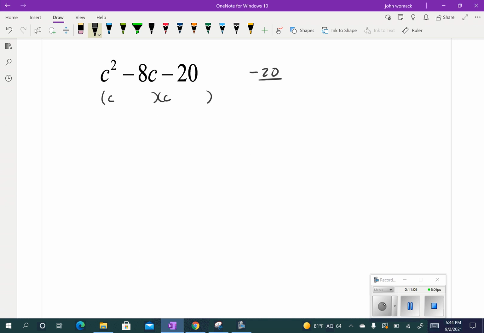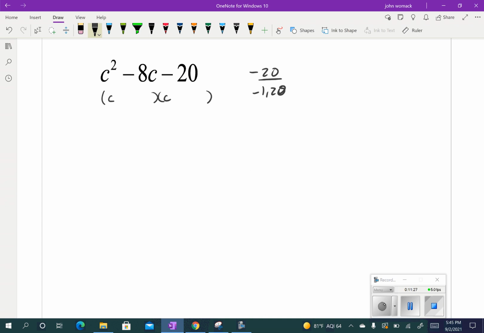All right, just think about that for a second. If I'm going to multiply two numbers and I get a negative, that means those have to have opposite signs. One has to be a negative and one has to be a positive. So when I make my list, I'm going to make a list of pairs of factors that have opposite signs. So I could do negative 1 and 20.